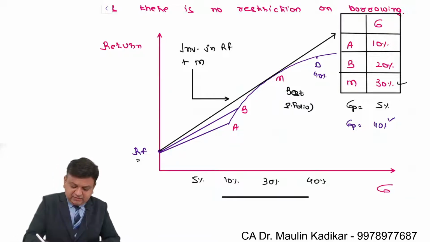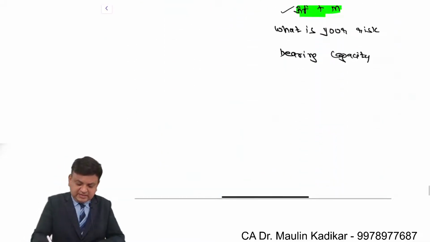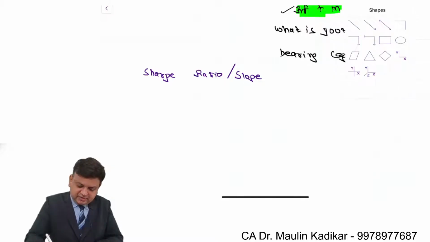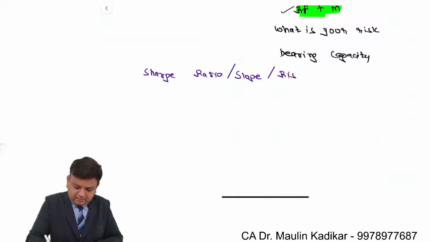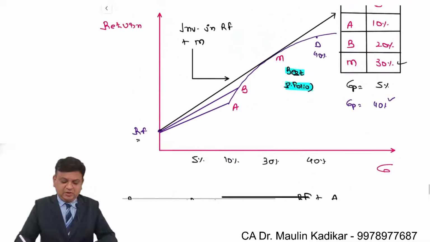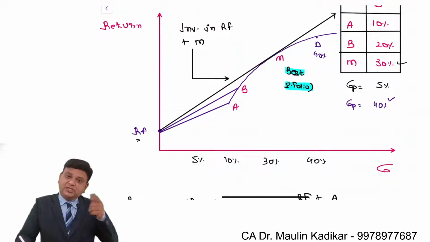Now, how to identify the best portfolio? For that, a ratio has been provided, which is given the name Sharpe ratio. It is also given the name slope. It is also given the name risk return trade-off. That is the way we are required to compute this ratio in order to identify which one among the efficient portfolios is the best portfolio.